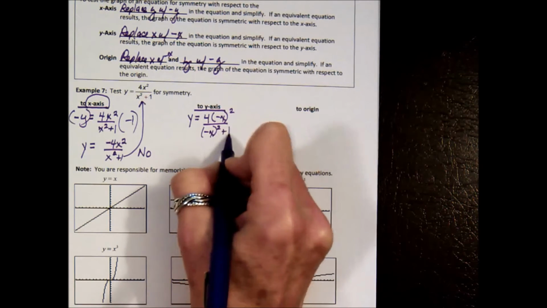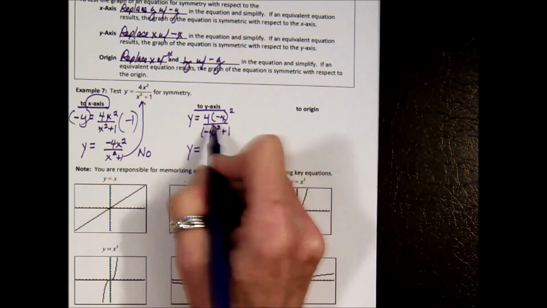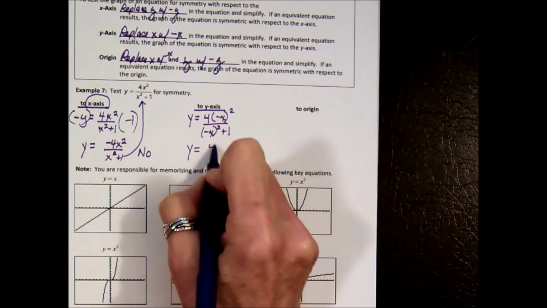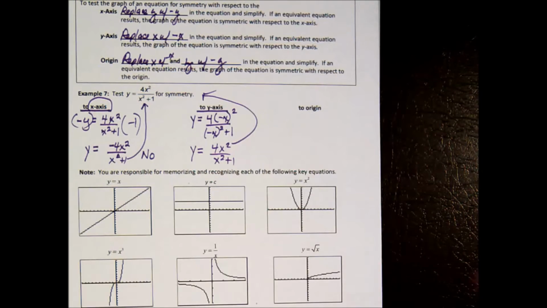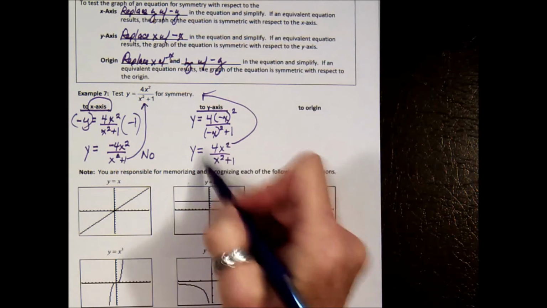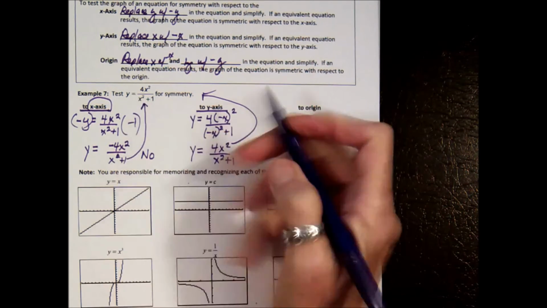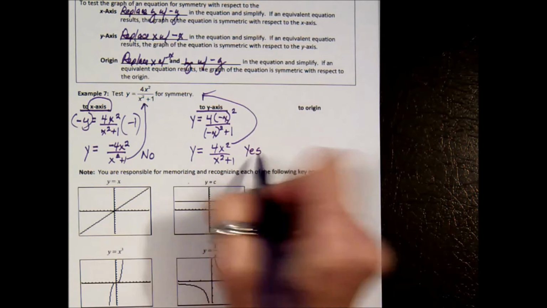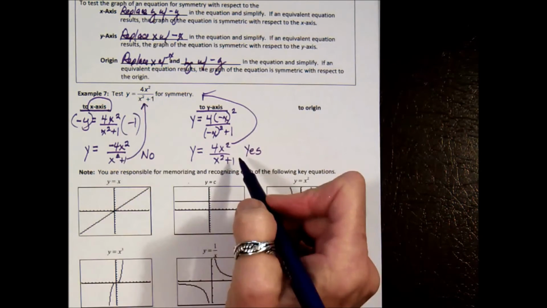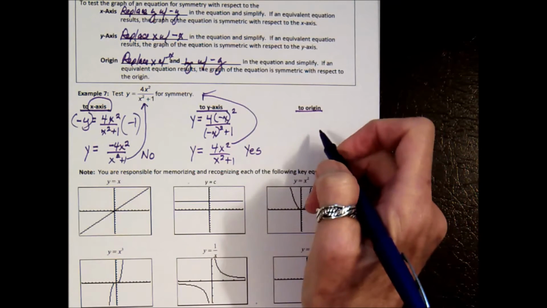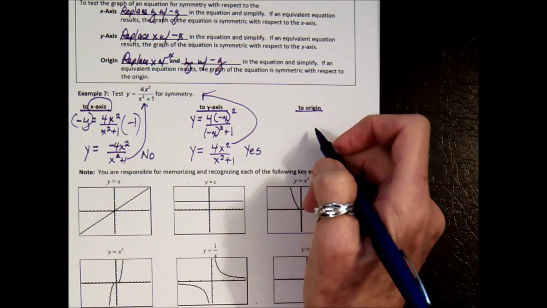Now let's simplify. Negative x squared is just x squared. So did I get the same thing? Since this equation is identical to what we started with, then yes, my graph is symmetric, if I graph this equation, to the y-axis. Now we're going to see if it's symmetric to the origin. You may already suspect the answer.